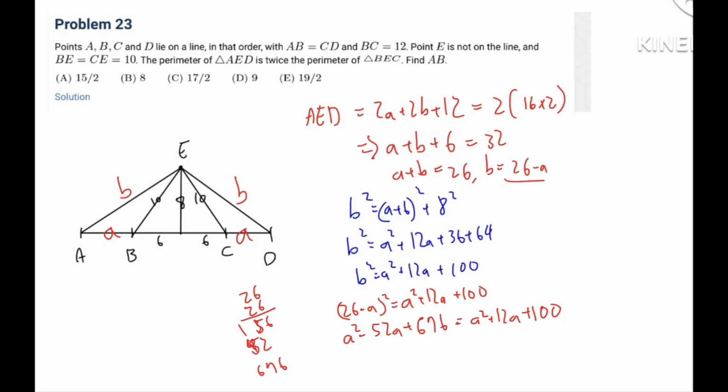And so, take out the A squared, move the 52A here, then it would be 64A equals 576. So A equals 576 over 64, which is 9.